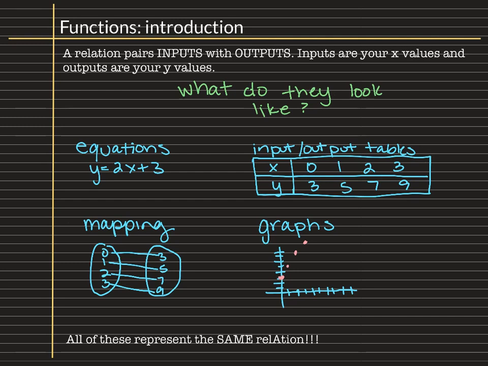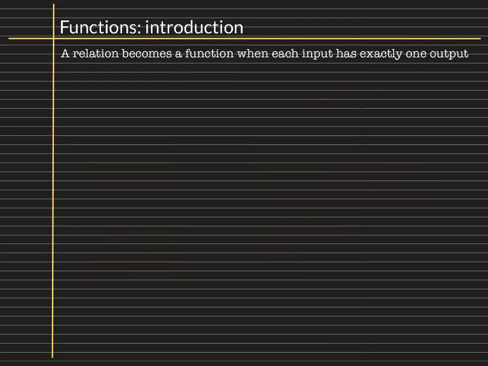Let's talk about a special kind of relation, which brings us to the star of our show, a function. A function is a special type of relation. A relation becomes a function when each input has exactly one output. A simpler way to remember this is that x's never repeat themselves.